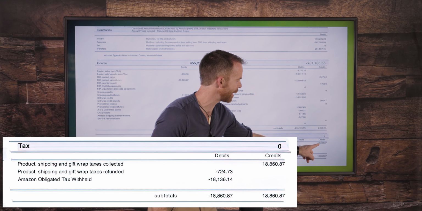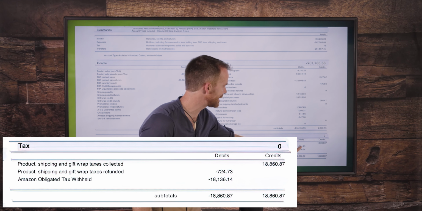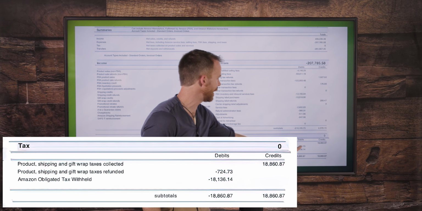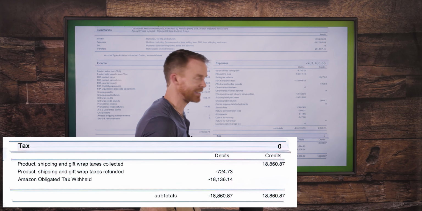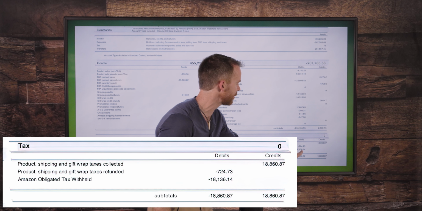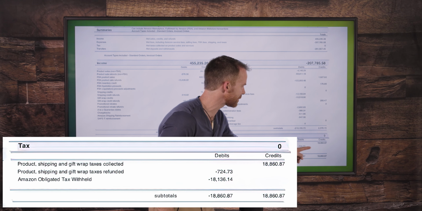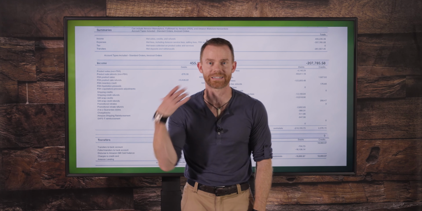Look, notice how the credits is $18,860.87. And notice how the debits for both the refunds and the sales tax that Amazon withheld is $18,136.14. If you add up $18,136.14 with $724.73, it equals the same over here. In other words, your debits and your credits have to balance out to zero.